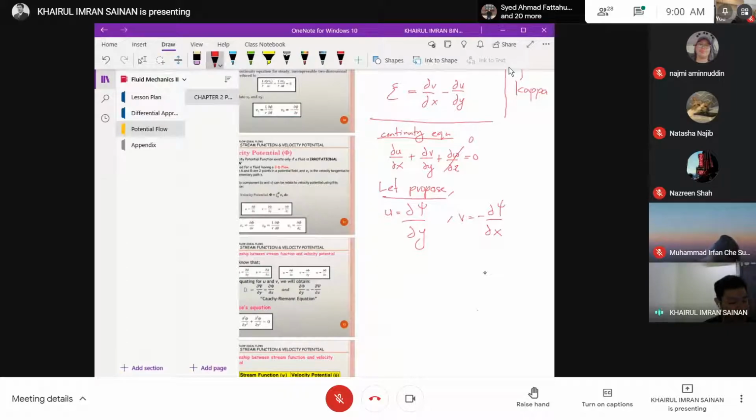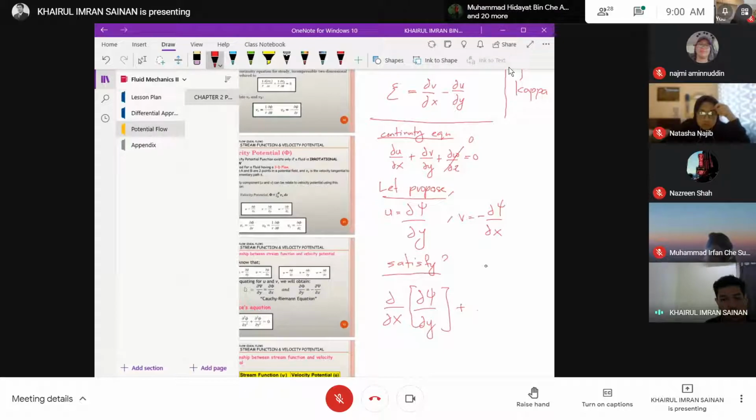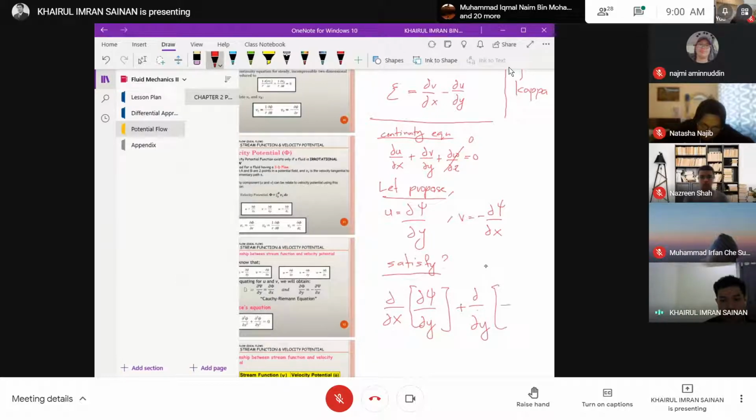So what we want is actually to check whether this proposal produces or satisfies continuity. So let's check whether it is satisfied or not. Okay. So you're gonna put that into the equation. So del over del x. So u is now del psi over del y, plus del over del y. So now it becomes negative del psi over del x.